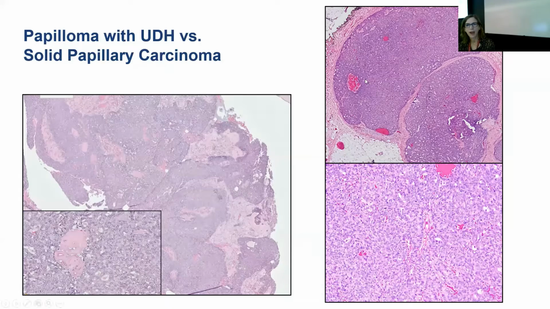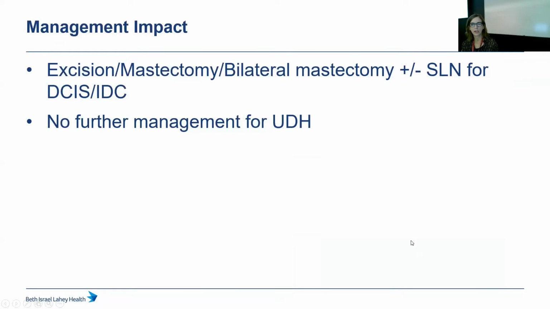And here, just a comparison view of a papilloma with usual ductal hyperplasia and a solid papillary carcinoma where, at least on these low power views, and again, as I said, Eddie will talk about this in more detail later on, there can be some mimicry of usual ductal hyperplasia if you don't appreciate the fibrovascular core in these subtle proliferations.